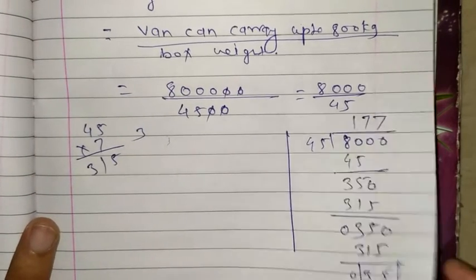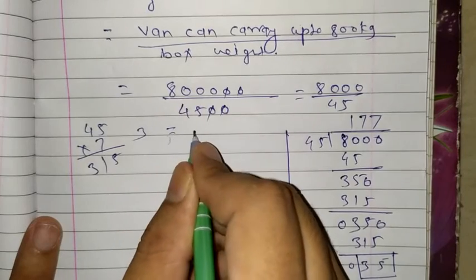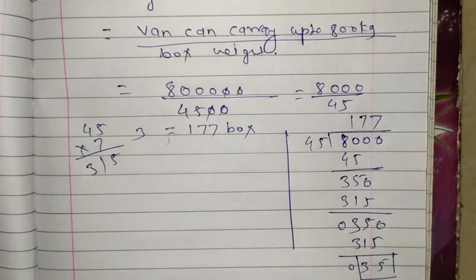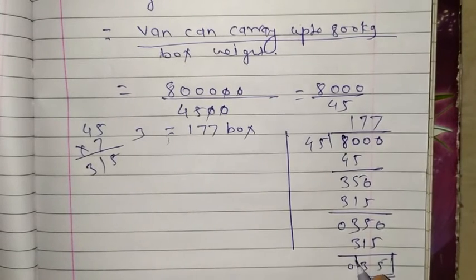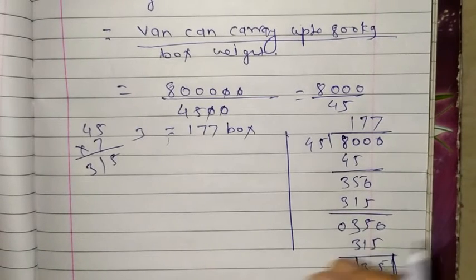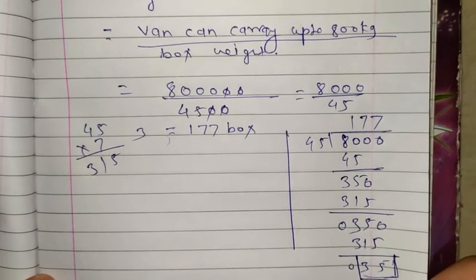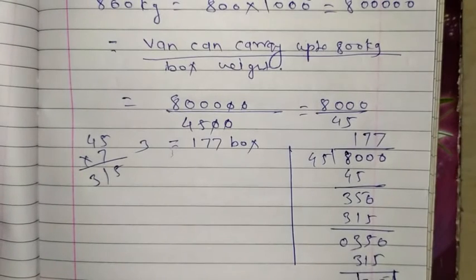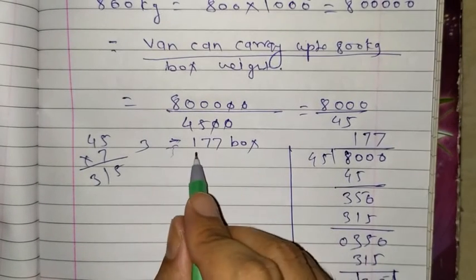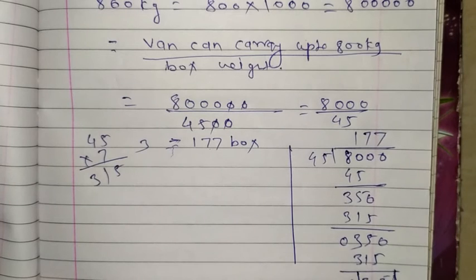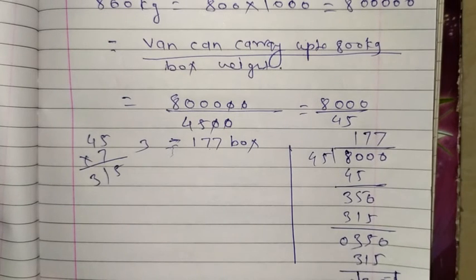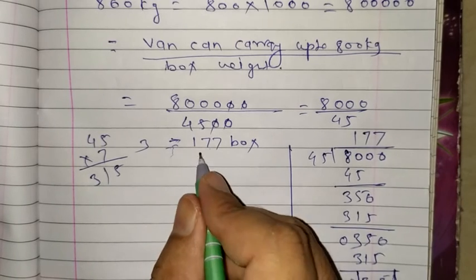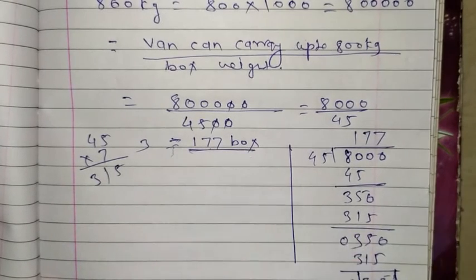So your answer is a total of 177 boxes, because when you put the luggage into the boxes, you will not put the remaining value. The box weight is 4500. So in the calculation you are getting the answer 177 boxes. So finally you can load a total of 177 boxes and the remaining value is 35. There is no need to mention that in the answer. They are asking only for the boxes. So I hope, friends, you understood both answers. Thank you.